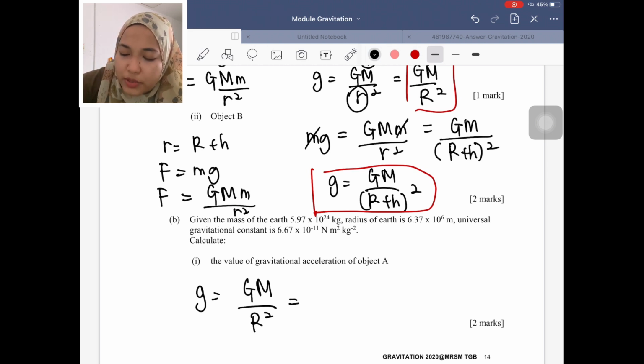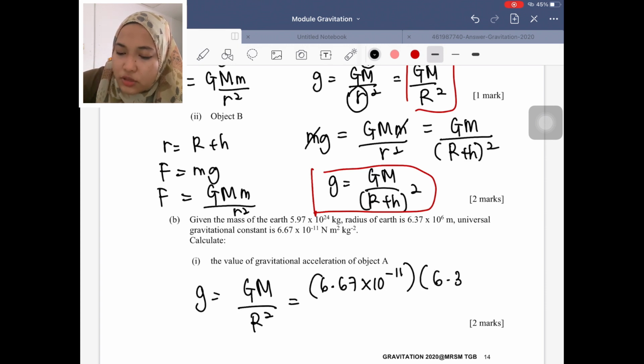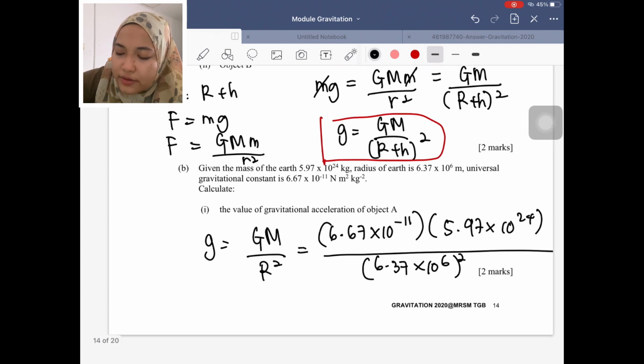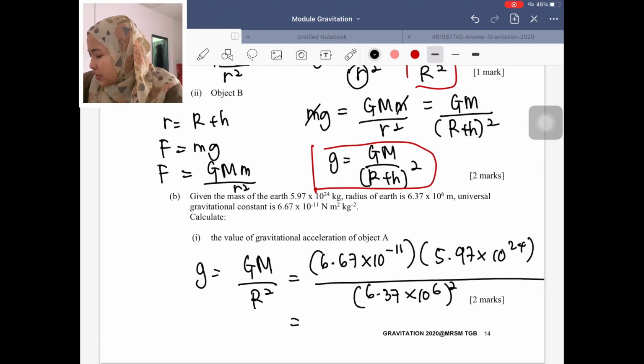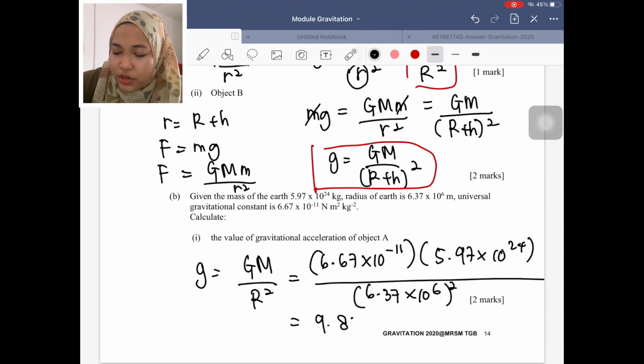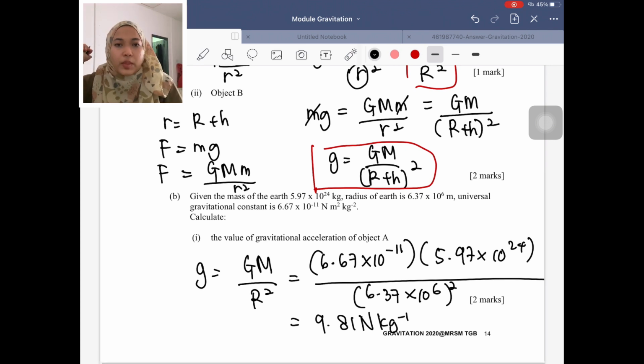Okay, semua maklumat dah diberi. So 6.67 times 10 power of negative 11 times dengan mass of the earth 5.97 times 10 power of 24 over 6.37 times 10 power of 6 squared. So kita akan dapat nilai dia adalah 9.81 Newton per kg. Okay.